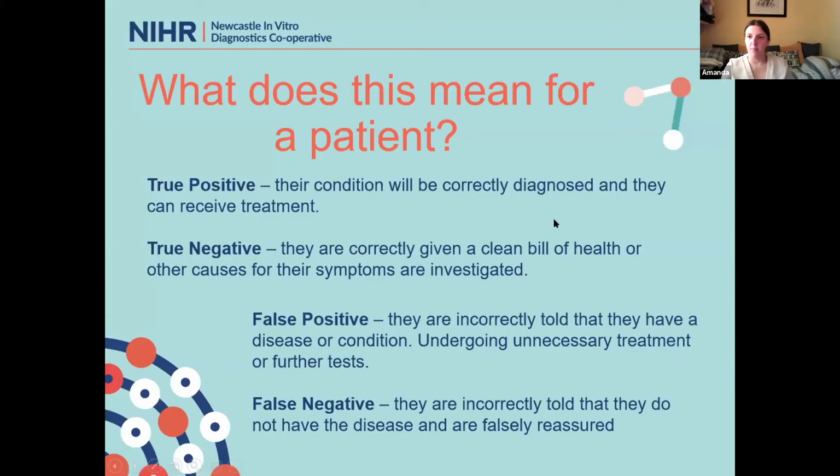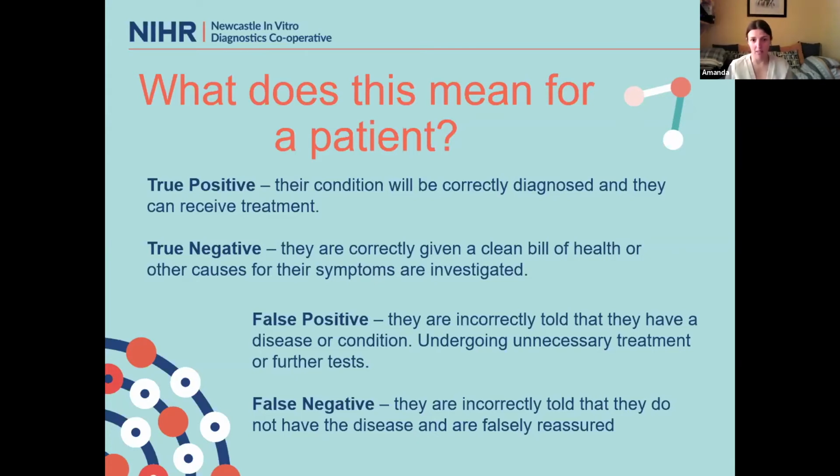So that's a bit of maths, and I'm not a great fan, so we'll move swiftly on. What do those numbers and those terms actually mean for a patient or a person who's receiving that result? For true positives, this means that the condition or the disease will be correctly diagnosed and they can receive treatment for that disease or condition. With a true negative result, they might be correctly given a clean bill of health, or the other causes of symptoms or signs can be investigated, because we're now not looking for the thing that we've tested for.